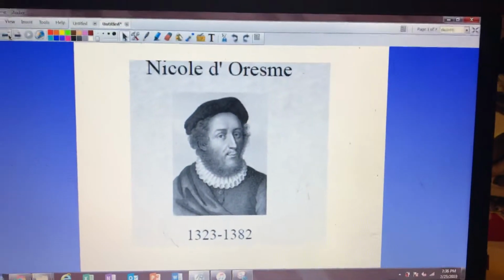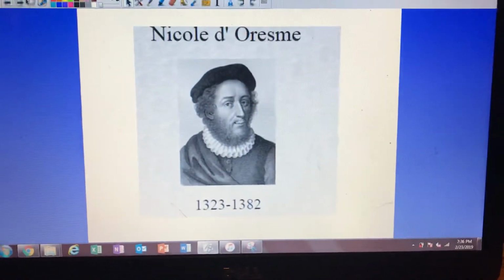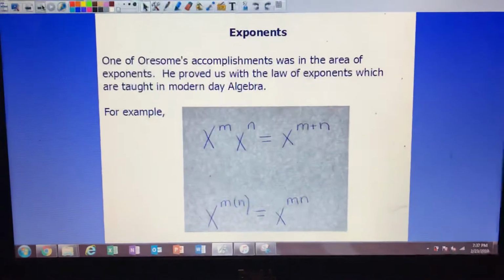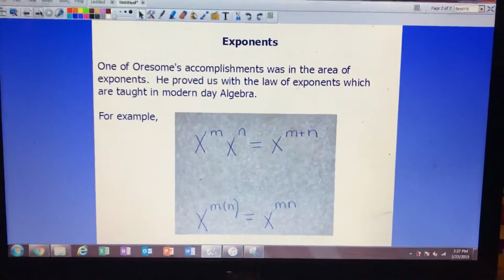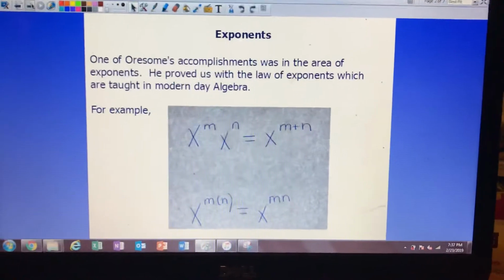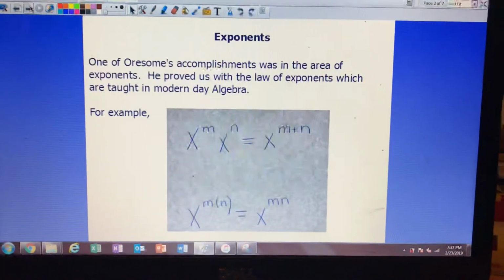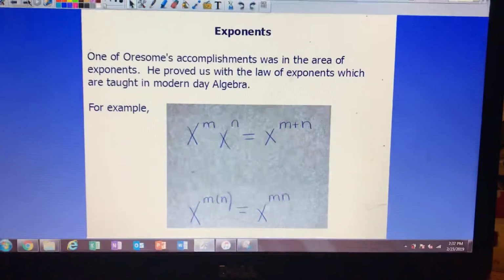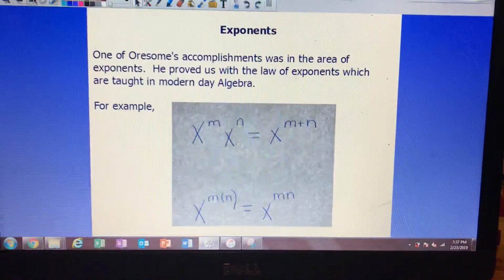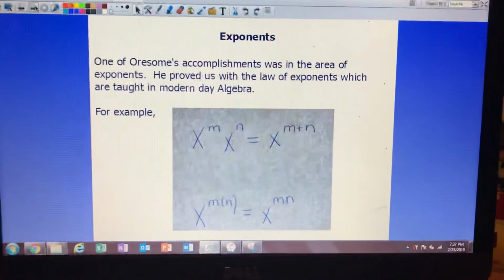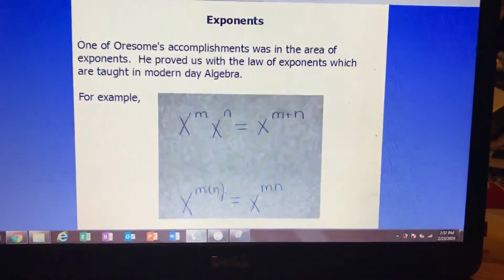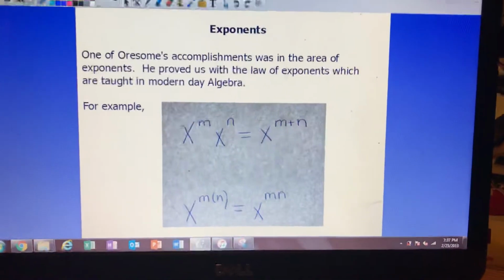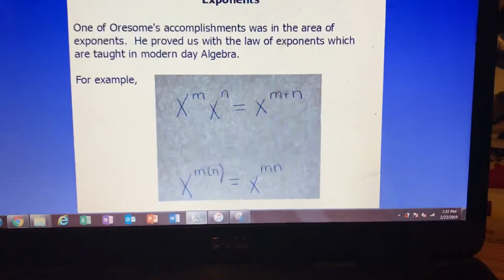This is my video on Oresme. One of his accomplishments was in the area of exponents. He provided us with the laws of exponents, which are taught in modern-day Algebra 1. For example, these are two examples where you multiply, and they are explained on the following slides.